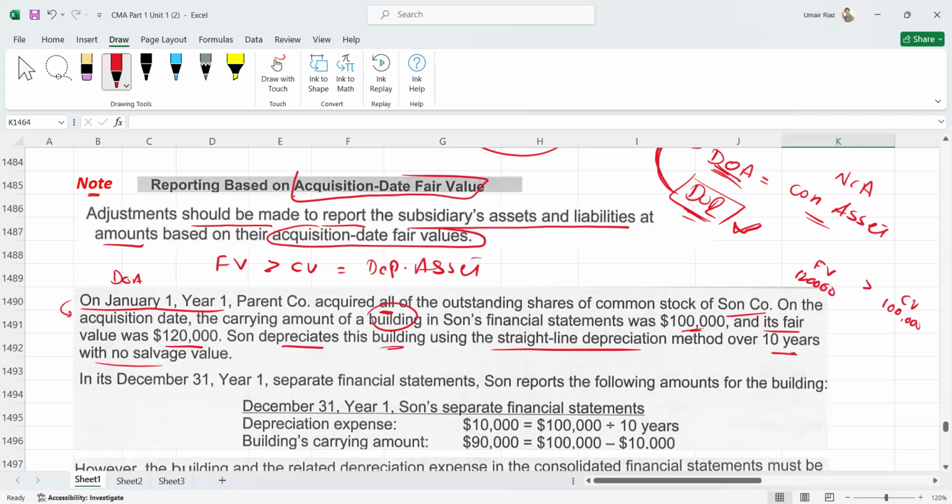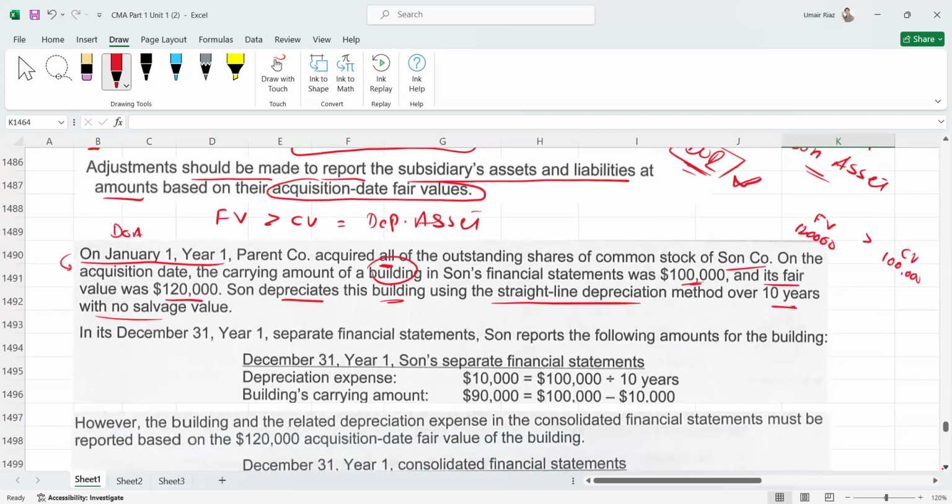So now guys, please remember, first of all, we have to see what Sun should have done in his individual financial statements. These are Sun's separate financial statements. At which date? At the reporting date. Reporting date is 31st December, year 1, not at the date of acquisition. The subsidiary will continue to use and depreciate the value showing in his balance sheet. But for consolidation purposes, we should have used fair values.